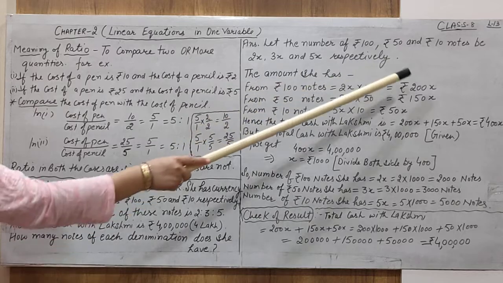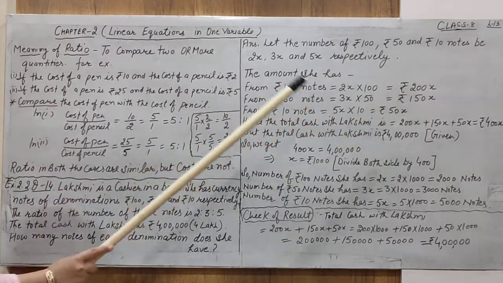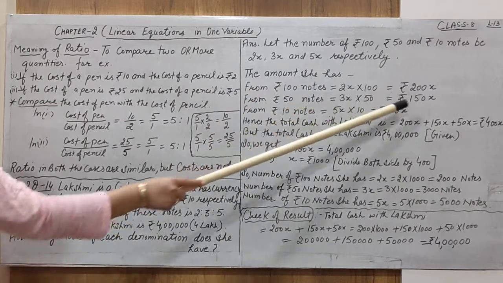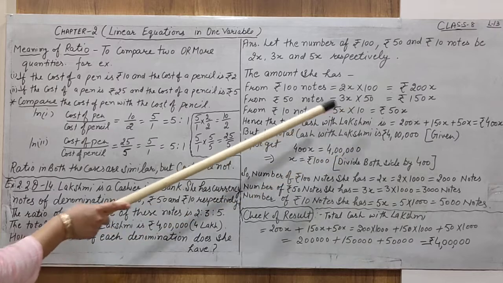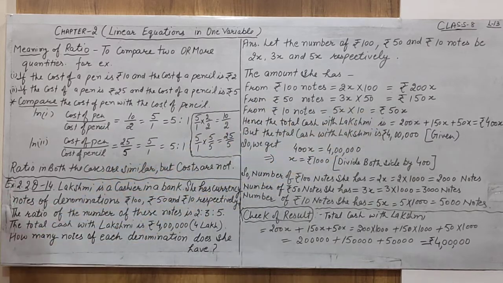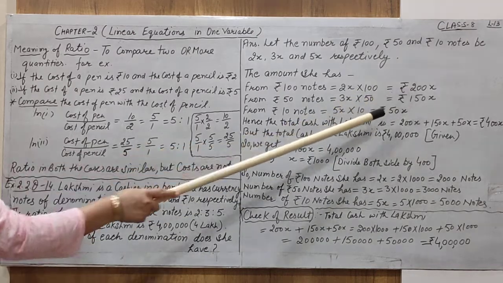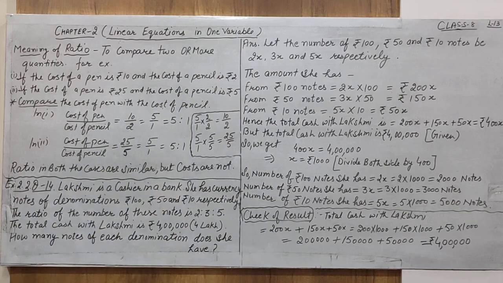तो हमारे पास अब टोटल अमाउंट लक्ष्मी के पास हो गया 100x के नोट से 200x रुपीस, ये हमारे पास अमाउंट बन गया. 50 के नोट से 150x रुपीस ये अमाउंट बन गया, और 10 रुपीस के नोट की हेल्प से उसका अमाउंट बन गया 50x. ये अमाउंट किसकी हेल्प से बना? जो डिनोमिनेशन दिया था और जो उनका नंबर्स दिया था.